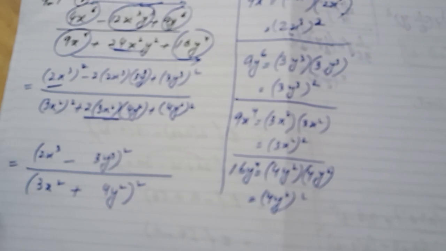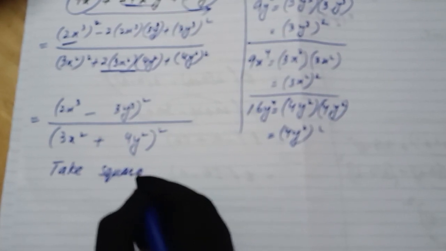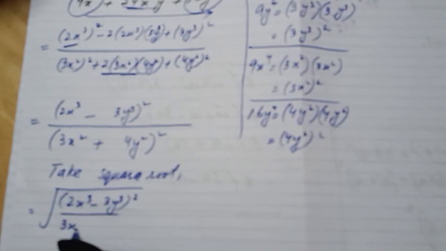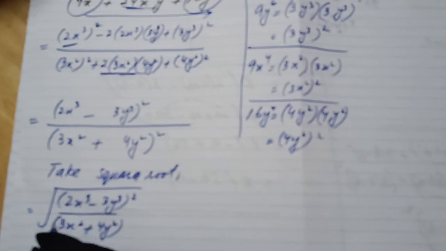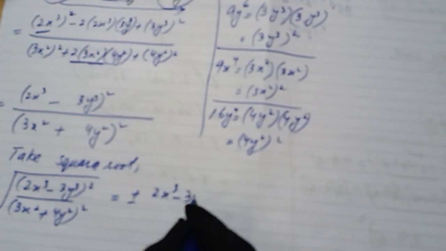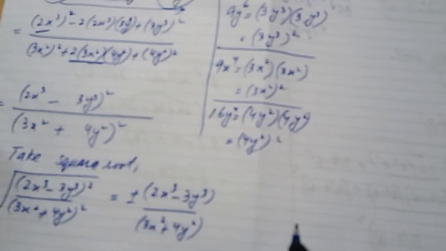At this step, we can take the square root over here, or from the start also we can carry the square root. Whatever is your choice, you can make accordingly. Take square root. So square root of (2x^3 minus 3y^3)^2 by (3x^2 plus 4y^2)^2. Square cancels and it will become plus minus (2x^3 minus 3y^3) divided by (3x^2 plus 4y^2).